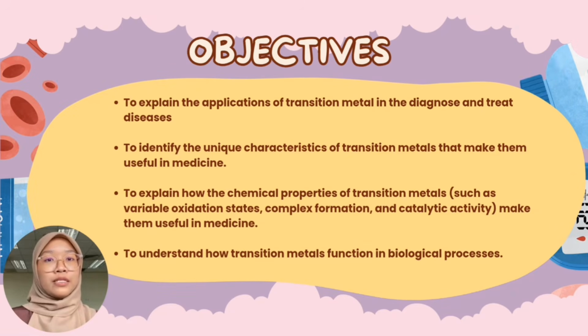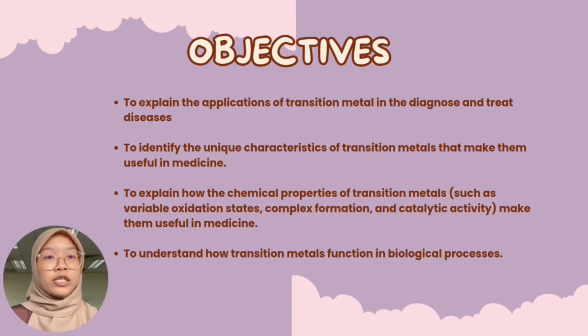Before we begin, let's look at the objectives of our presentation. The objectives of transition metals in medicine are to explain the application of transition metals in the diagnosis of disease. Next, to identify the unique characteristics of transition metals that make them useful in medicine. Next, to explain how the chemical properties of transition metals, such as variable oxidation state, complex formation, and catalytic activity, make them useful in medicine. And the last one is to understand how transition metals function in biological processes.